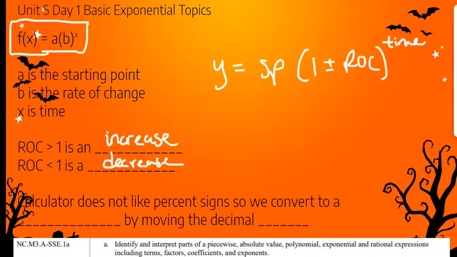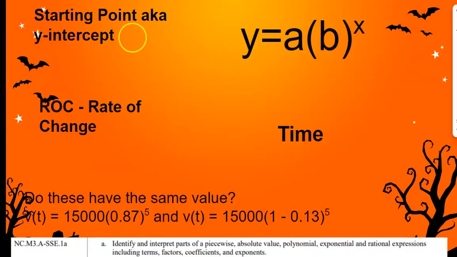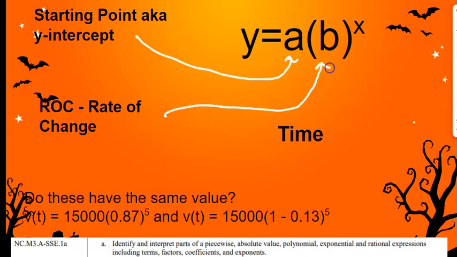Also remember, calculator doesn't like percent signs. Well, that's how I like to say it anyways. We don't do percent signs in math class. We convert them to decimals. And we convert to decimal form by, as you saw in the warm-up, moving the decimal place twice. The starting point is always that A, and the rate of change is that B. Whatever time you're dealing with is that X.